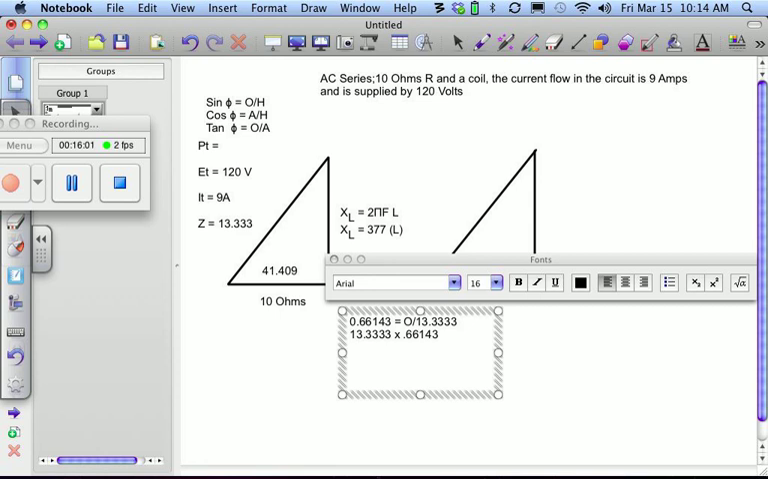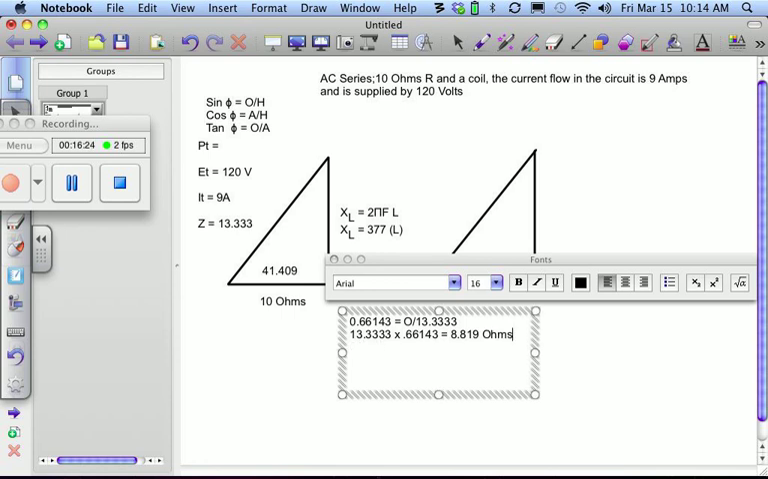So we're just going to hit times 13.3333 and a few extra threes. And we'll get 8.819 ohms.